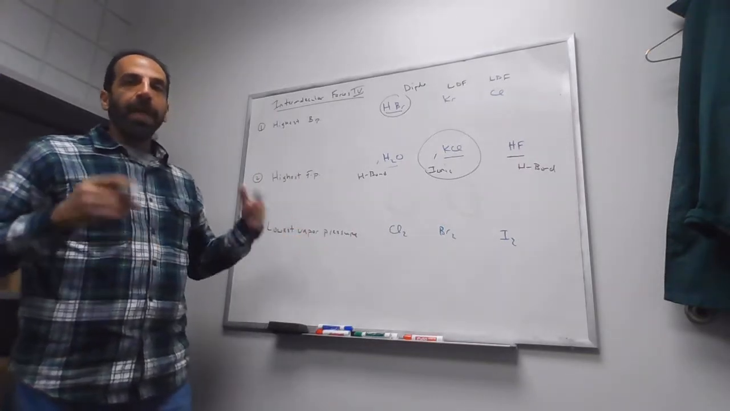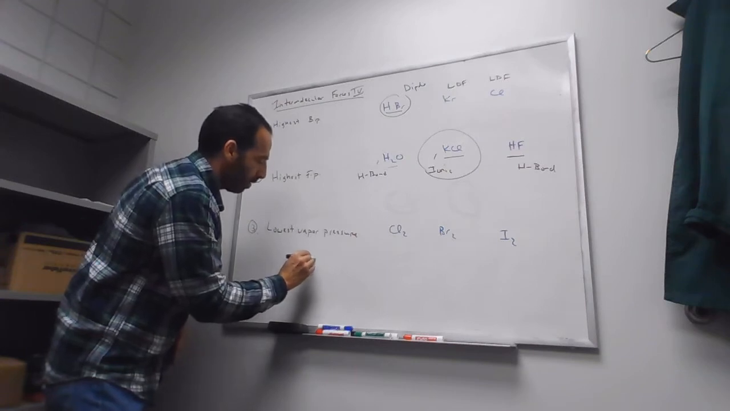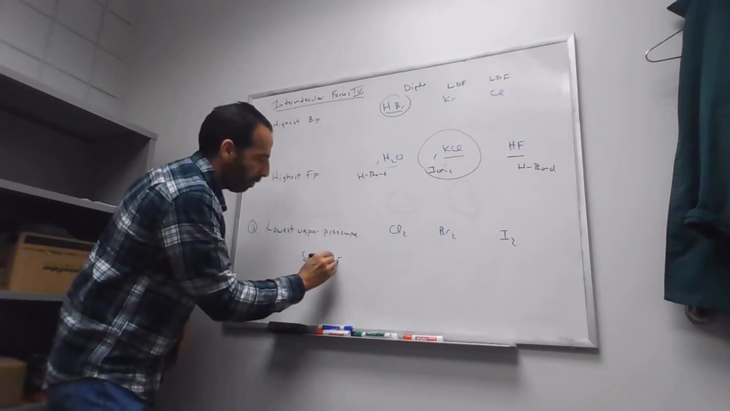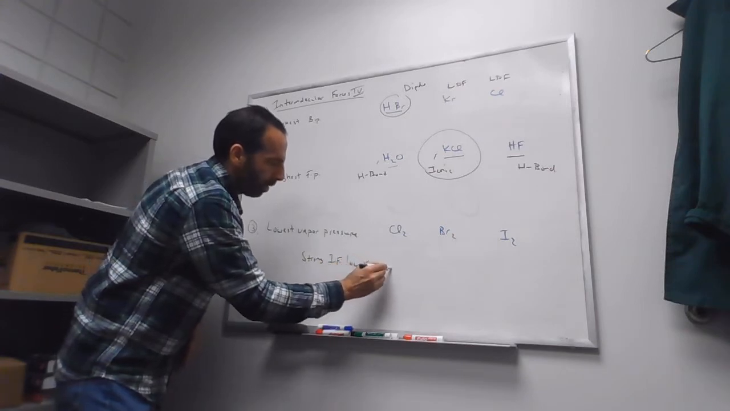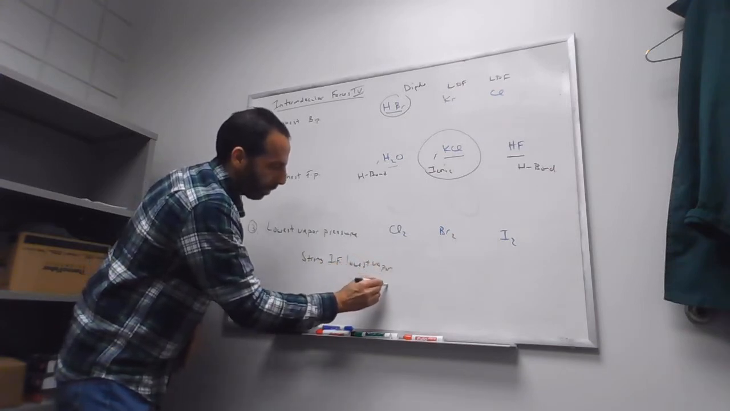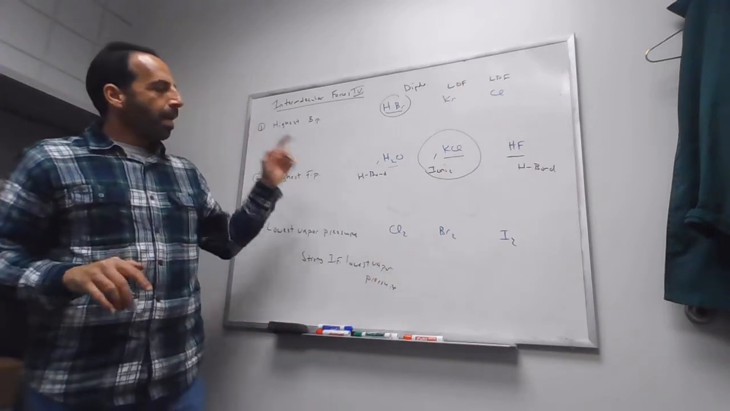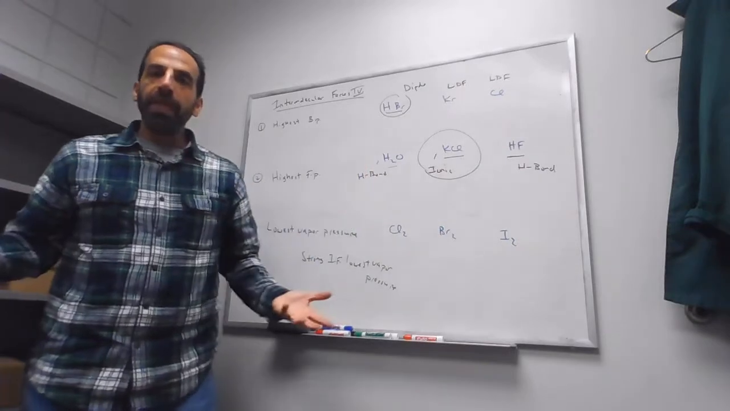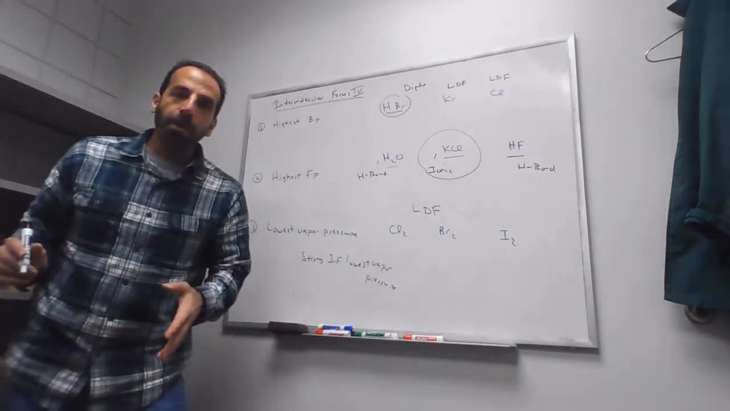Lowest vapor pressure, again, the strongest intermolecular force, lowest vapor pressure. Because then you have to break these intermolecular forces to vaporize something. These are all LDF. They're all nonpolar. Then you go by molar mass.